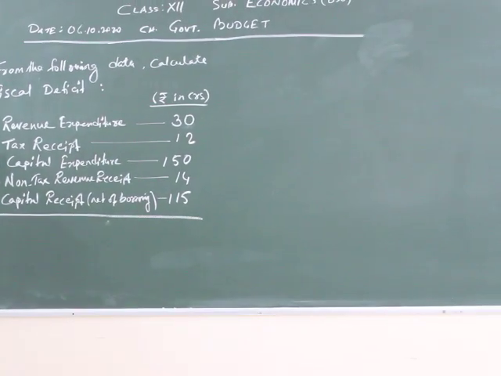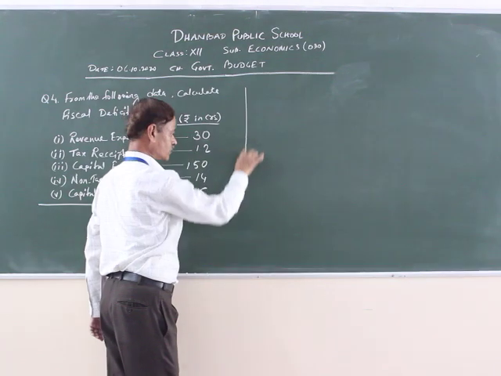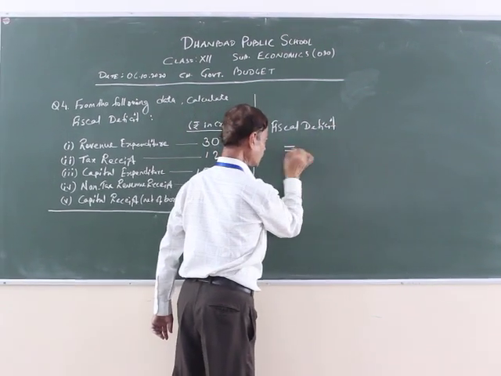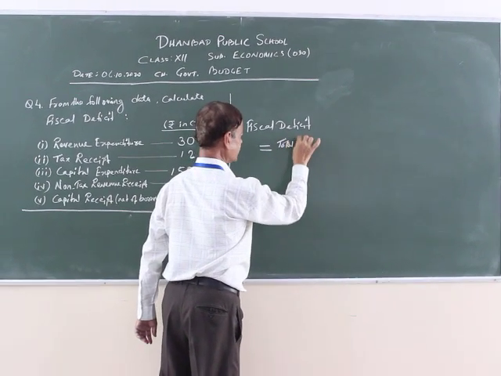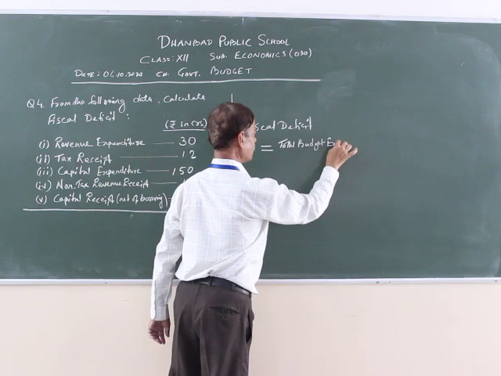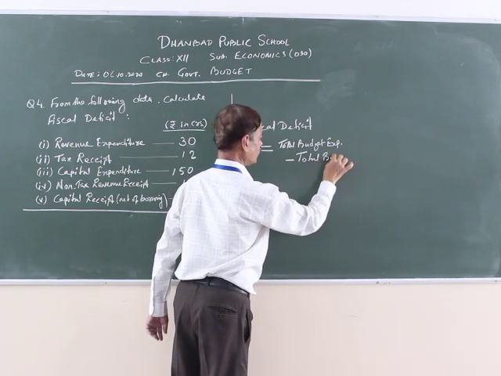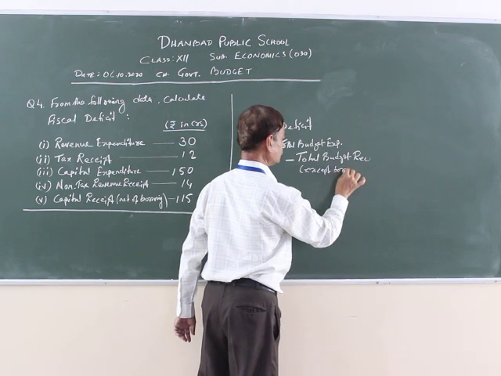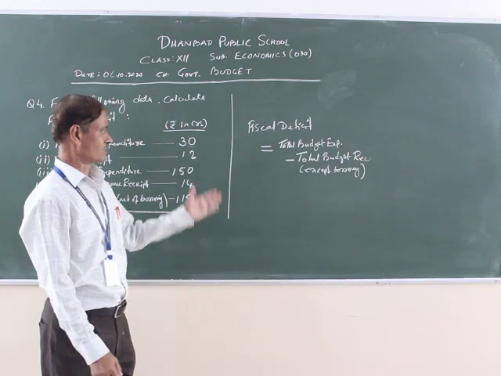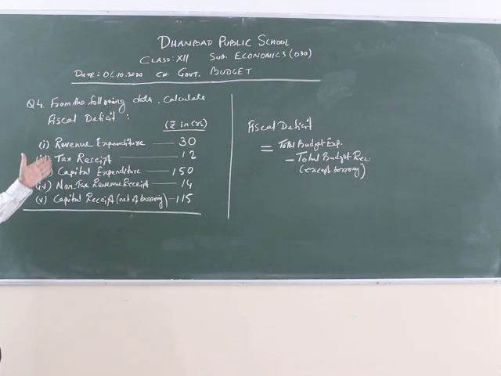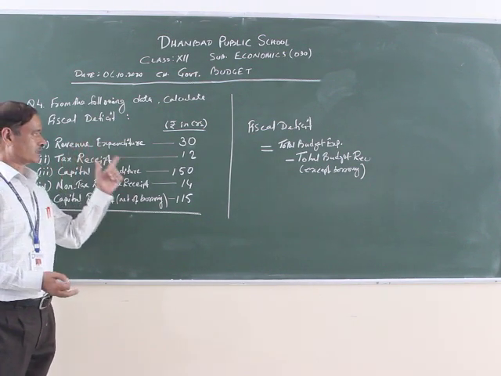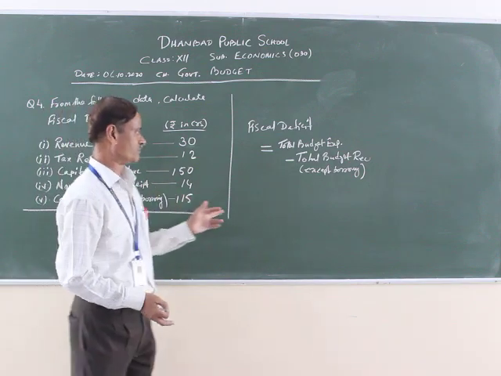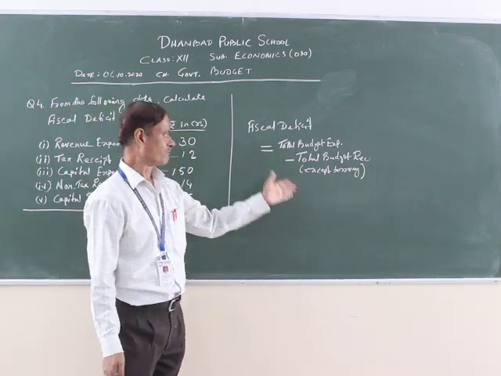So here, what we have to find? We have to find the fiscal deficit. So you see, what is fiscal deficit? You know that fiscal deficit is equal to total budget expenditure minus total budget receipt except borrowing, and it is also the same as the amount of borrowing. Since directly no item is given about the amount of borrowing, we cannot find the fiscal deficit directly from the items. So we have to calculate the fiscal deficit by deducting the total budget receipts except borrowing from total budget expenditure.